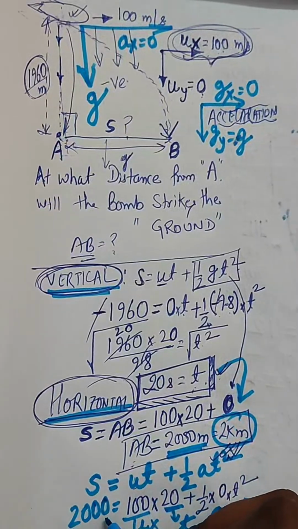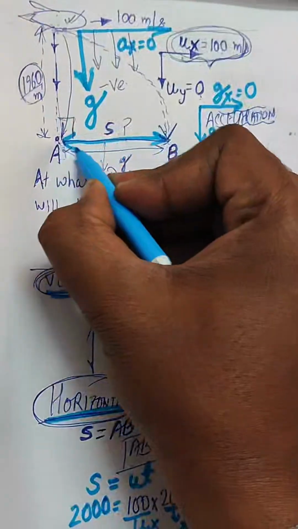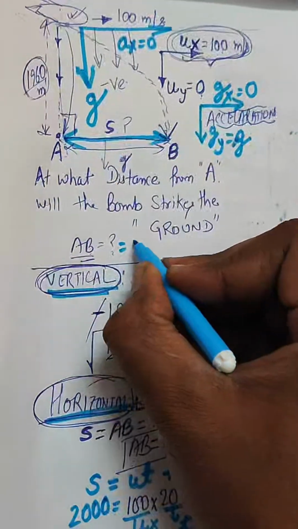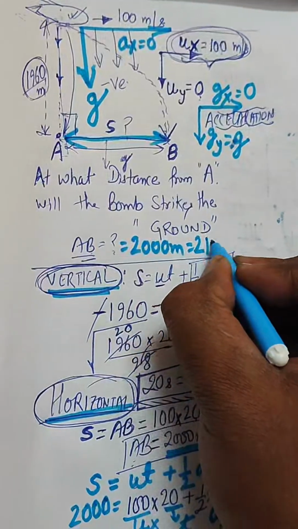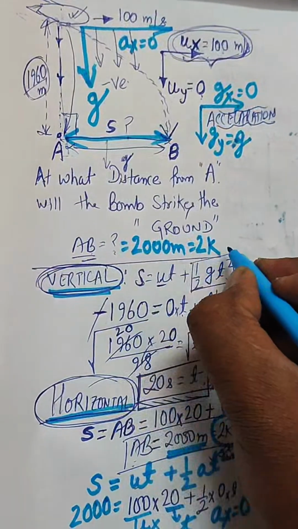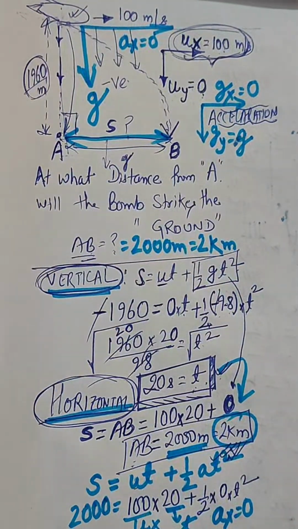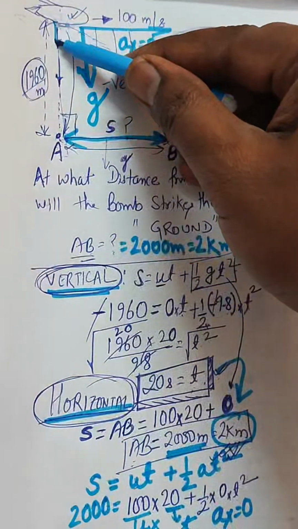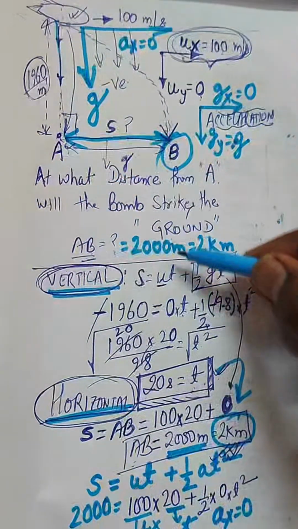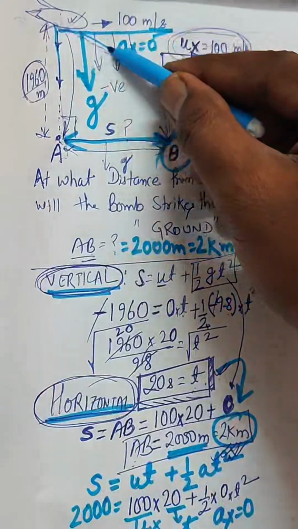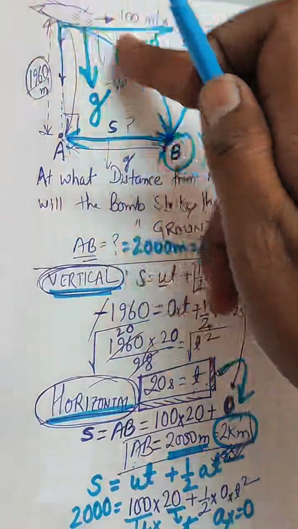Or we can also say this distance A to B is equal to 2000 meter, or we can also say, in 1000 meter 1 kilometer is there, so we can also say it as 2 kilometer. So the bomb will not strike at this point A, the bomb will strike at this point B only, right? And the bomb will strike over here like this, it will follow the trajectory like this.